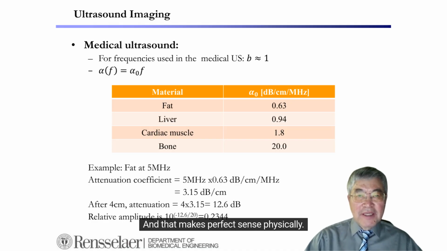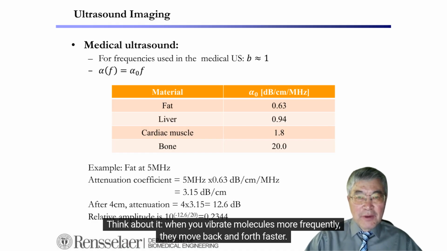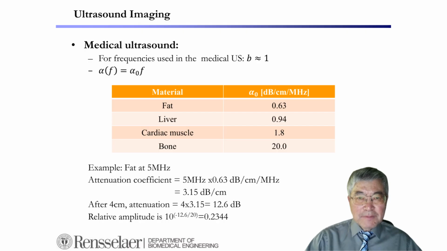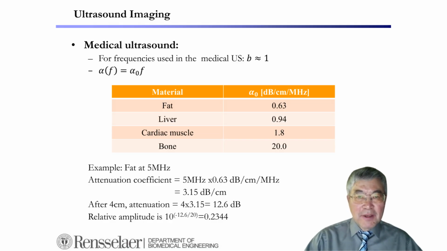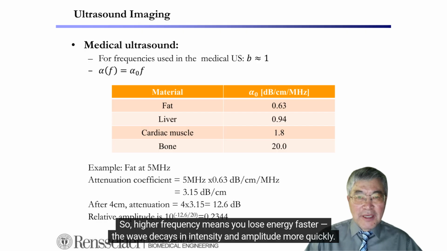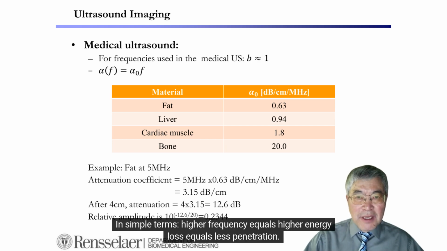And that makes perfect sense physically. Think about it. When you vibrate molecules more frequently, they move back and forth faster. Faster motion means more friction inside the tissue, and that friction converts energy into heat. So, higher frequency means you lose energy faster. The wave decays in intensity and amplitude more quickly. In simple terms, higher frequency equals higher energy loss equals less penetration.